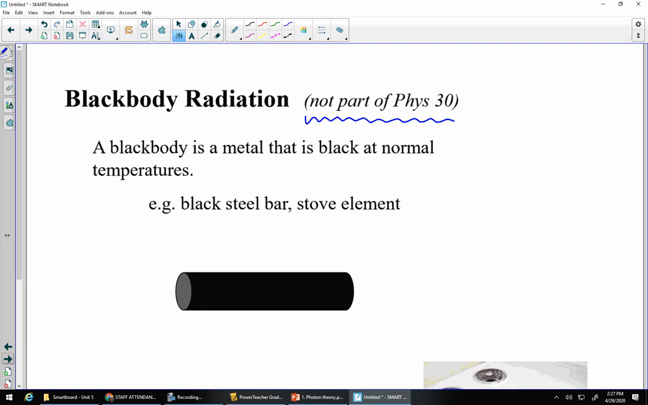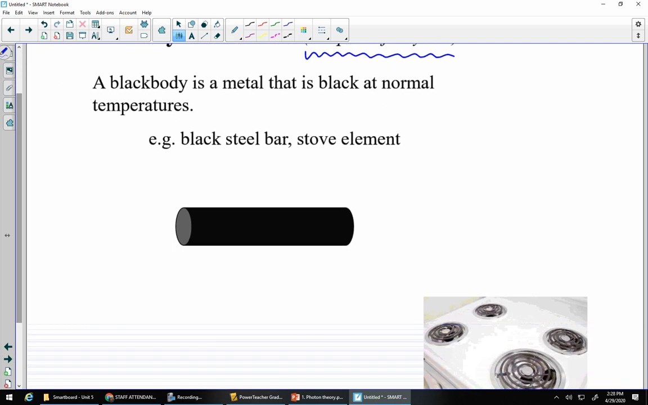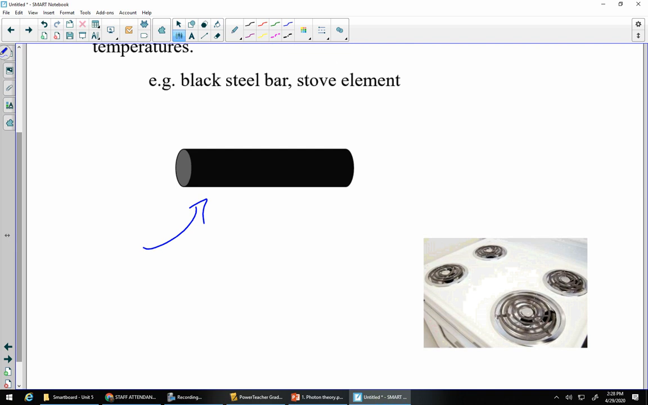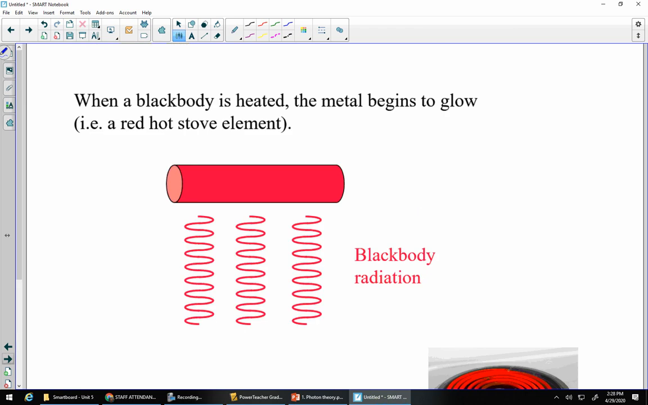So, blackbody radiation. First off, a blackbody is a metal that is normally black at regular temperatures, right? So here we've got a black body, no problem. A chunk of metal that is typically blackish in color. Realistically, it's any metal, right? So like a black steel bar, a stove element is another place where we often see this. It doesn't give off light at room temperature, at least not light that we can see anyways.